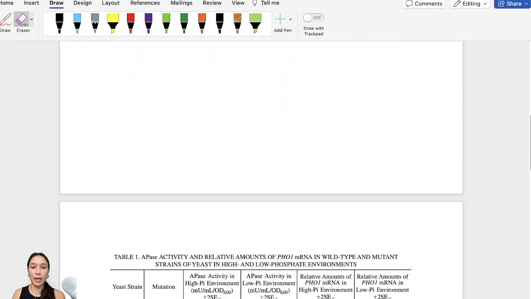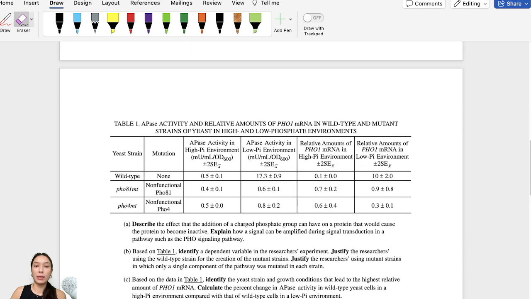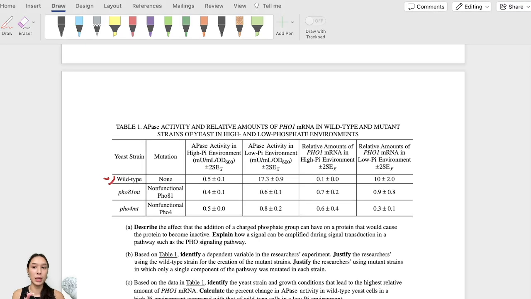So now we're going to look at this table here and break this down. So this table is APA's activity and relative amounts of FO1 mRNA in wild-type and mutant strains of yeast in high and low phosphate environments. Okay, so they give you the strain, and there's 3 different types. The wild type, whenever you see wild type, it just means the normal one with no mutations in it. FO81 mutant, which they tell you means that the FO81 is not functional, and then FO4 mutant, where it's a non-functional FO4.